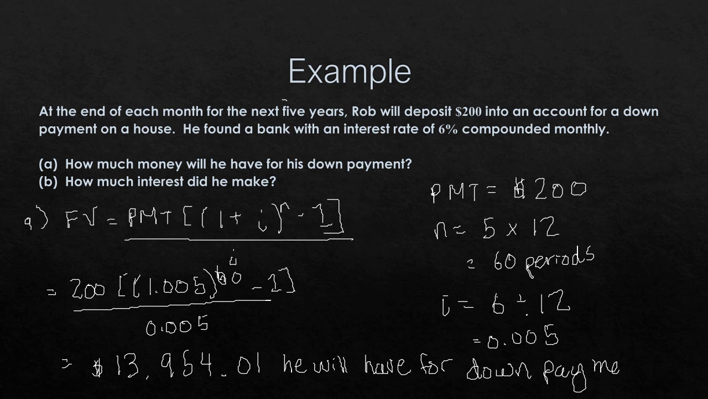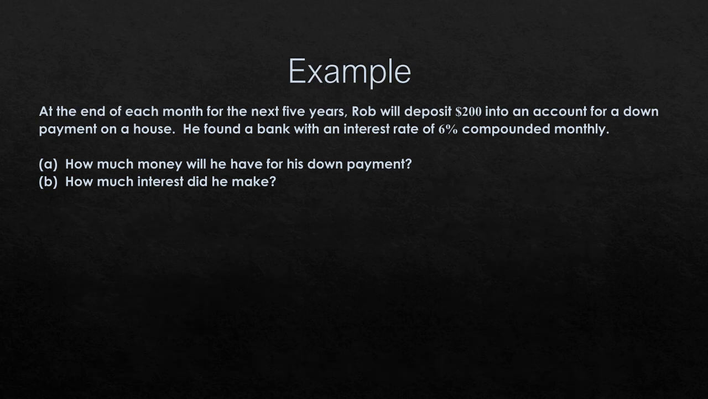So after 5 years of investing $200 every month with a 6% interest rate in that account, he will have $13,954. So part B says, how much interest did he make? So a lot of this was his money that he put in. He put $200 every month at the end of every month for 5 years. But the question is, how much interest did he make? So let's figure that out. I'm going to have to clear this all. But let's figure out part B. How much interest did he make? Well, we found in part A that the future value was 13,954. We just calculated this one. That's where that number is coming from.